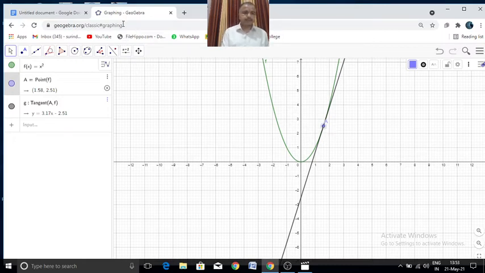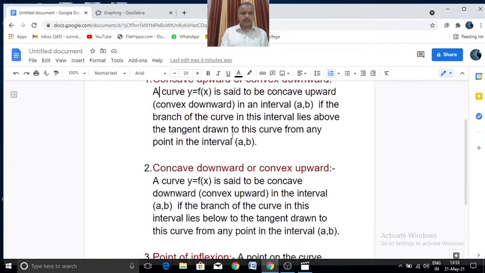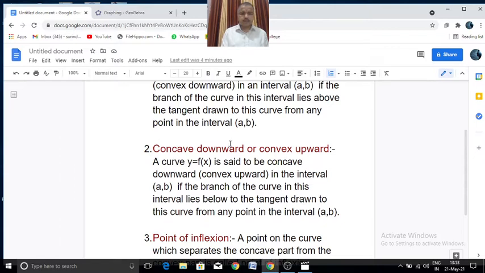Next, concave downward or convex upward. A curve y equal to f(x) is said to be concave downward or convex upward in the interval (a, b) if the branch of the curve in this interval lies below the tangent drawn to this curve from any point in the interval (a, b).